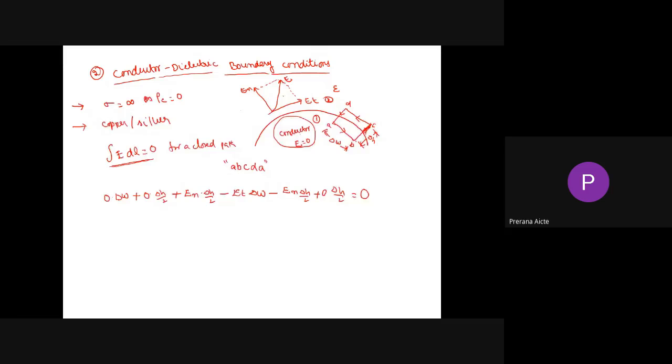Now the same thing we can apply here. If delta h tends to 0, the first term is 0, the second term is 0, and the normal terms vanish, so 0 minus E of t into delta w minus 0 plus 0 is equal to 0. Therefore, E of t is equal to 0.